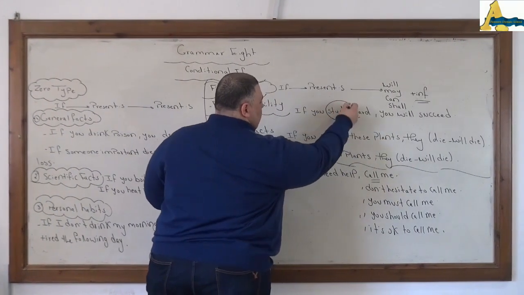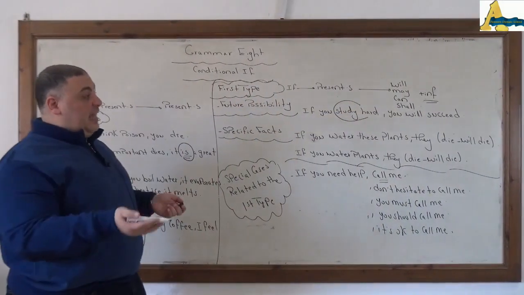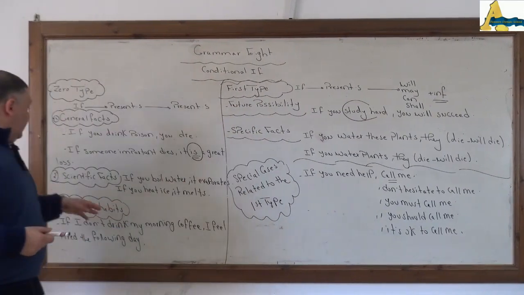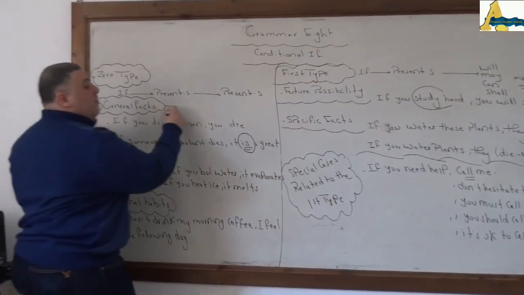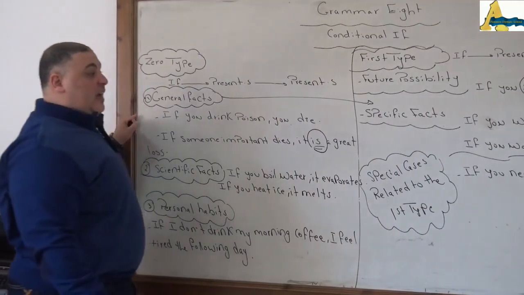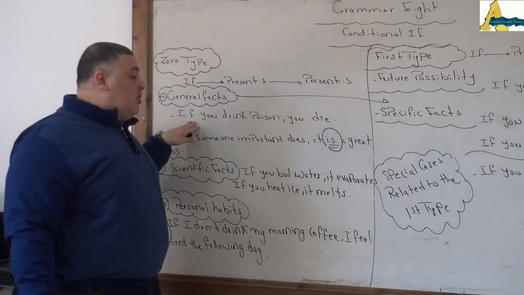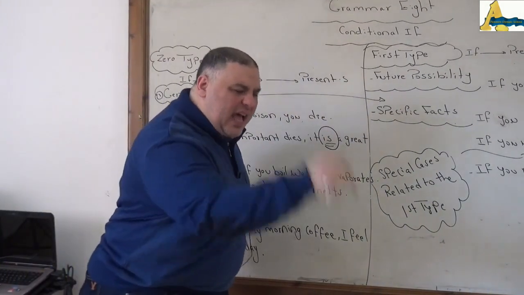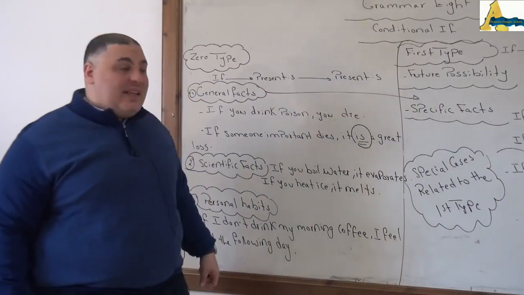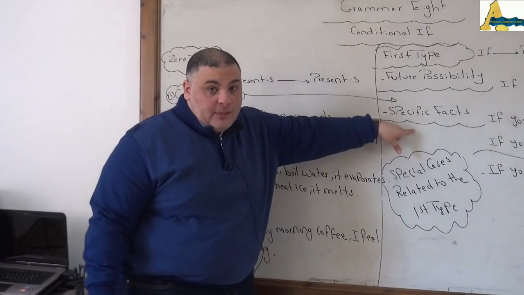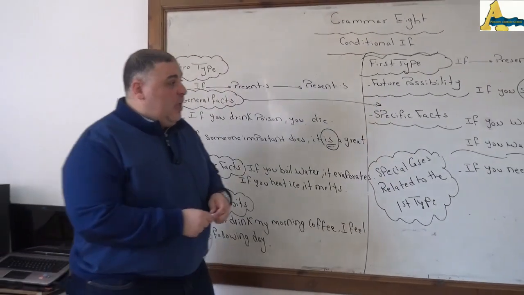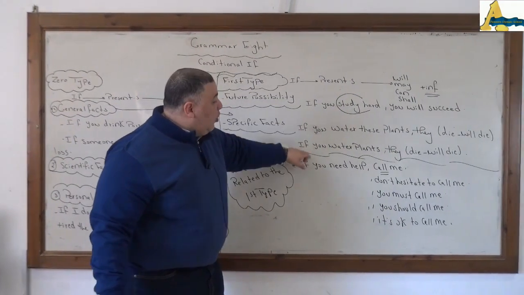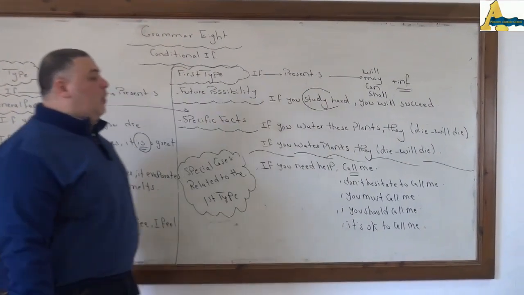And the condition here is to study. And the result is that you will succeed. But for the specific facts, and that is the difference here between what we call general facts and specific facts, right? If you drink poison, you die, right? But when I say if you drink this poison now, you will die. In that case, it's a specific fact. Or for example, when I say, if you water these plants, they die or will die. Or if you water plants, they die or will die.